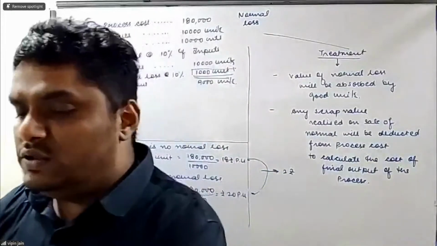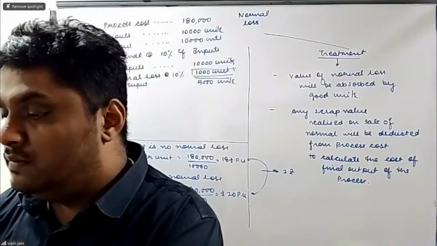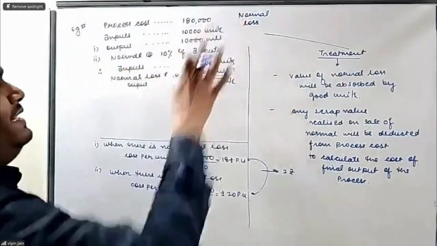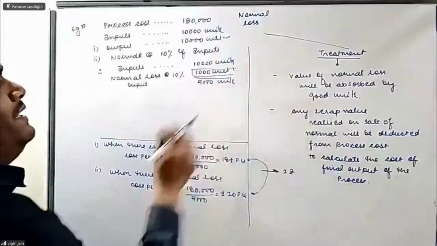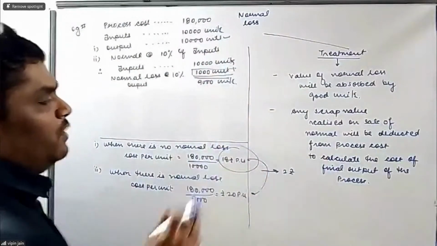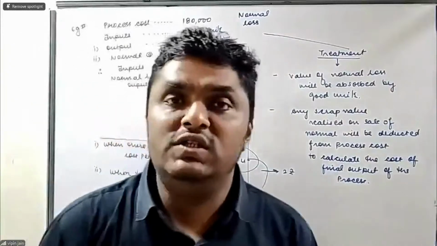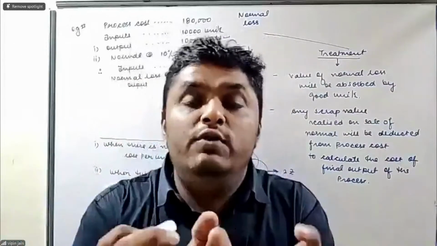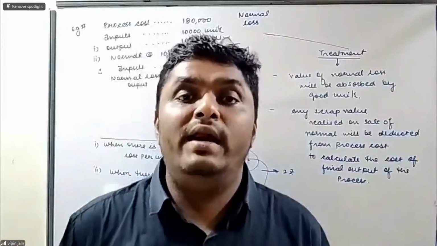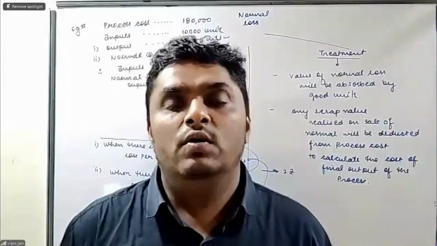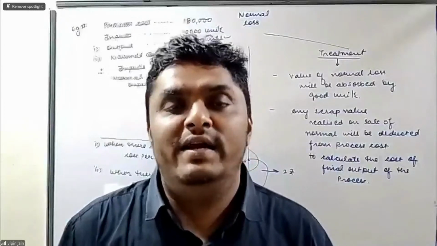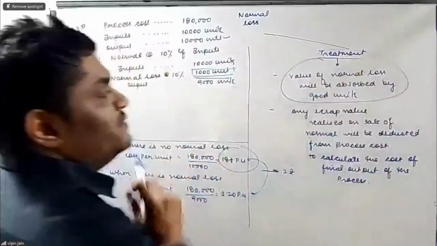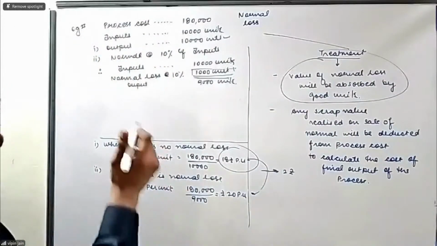If you guys have any doubts, you can please post. So earlier, this cost of 1,80,000 was absorbed by how many units? Only 10,000 units. So the cost per unit was 18. But now this cost of 1,80,000 is absorbed by 9,000 units. ये जो 1,000 units का cost था, वो किसको bear करना पड़ा? Remaining 9,000 units को. So accordingly the product cost is inflated. So that's why we say that the value of normal loss will be absorbed by good units.